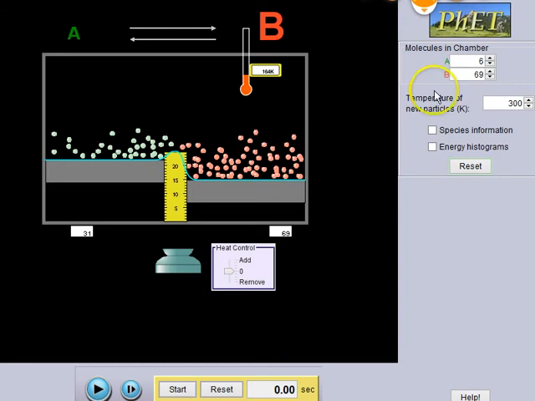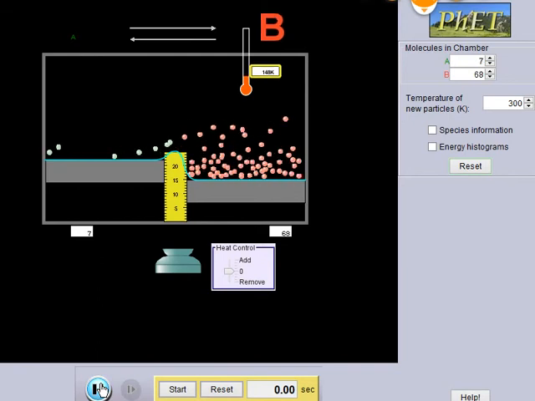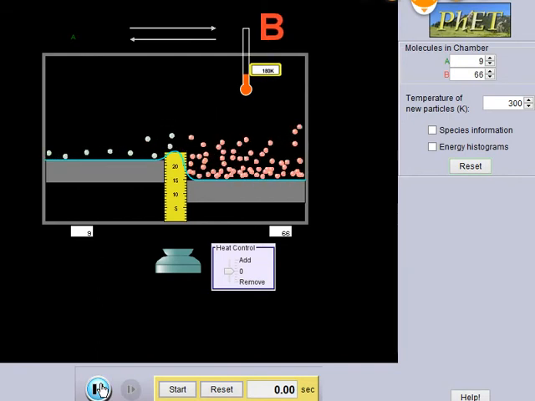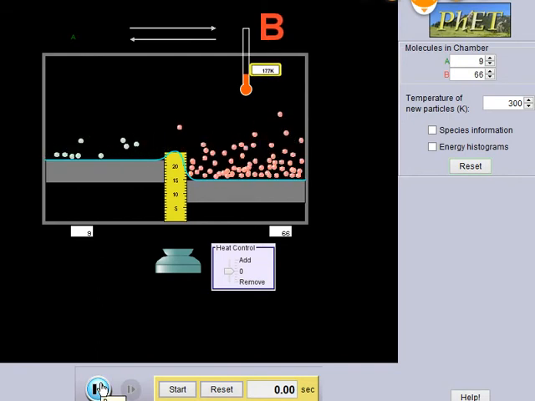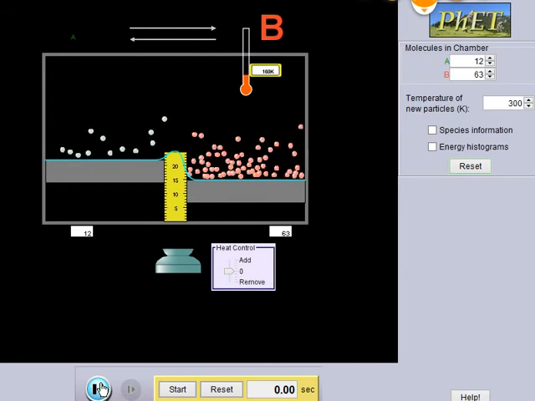Thank you. Okay, now I'm going to resume this reaction, okay? Cool? So, since Q is greater than K, the reaction goes backwards, as you guys predicted.